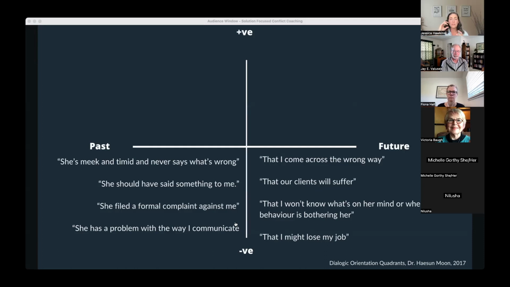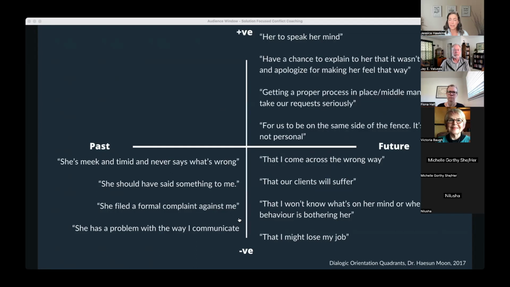And what I find really interesting when I hear people complaining about what's worrying them and what the problem is, is that it's a direct line up into quadrant 1, which is that preferred future, what's important to them. So when I start getting curious about that, more information comes into the story, and the story starts to expand, and he starts talking about what he wants, what needs to be different in order for things to be better. He wants her to speak her mind. He wants to have a chance to explain to her that it wasn't personal the way that he reacted, and he'd like to apologize for making her feel that way.